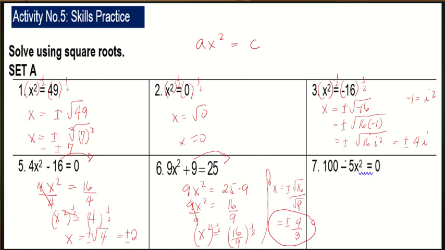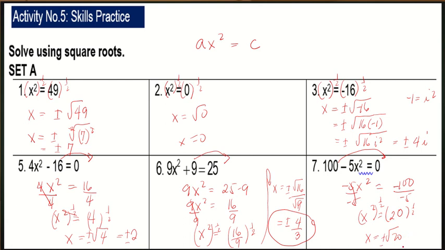Then for number 7, we transpose 100 to the right side. So what's left on the left side is negative 5x squared. Then we have negative 100. Divide both sides by negative 5 to isolate x squared. So we have here x squared is equal to, negative by negative is positive, 100 divided by 5 is 20. Then we raise both sides to 1/2. So x now is equal to the square root of 20, positive negative.